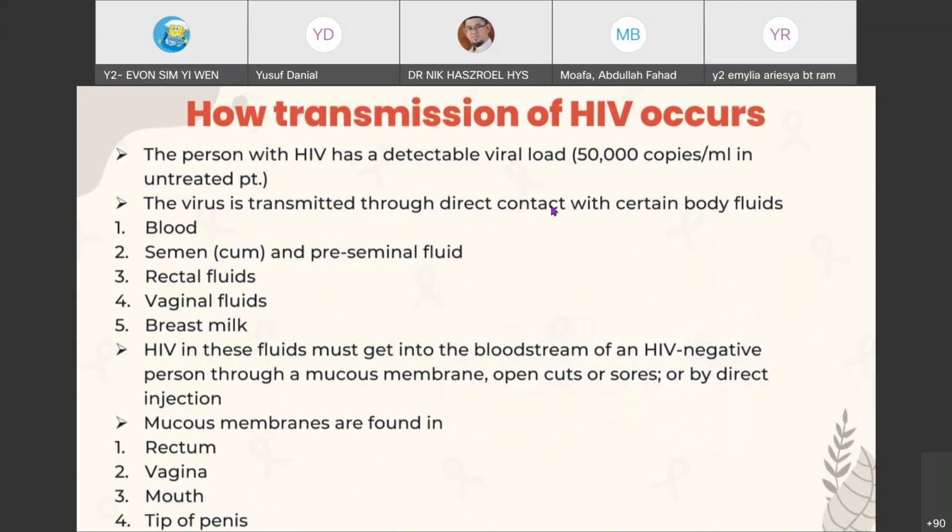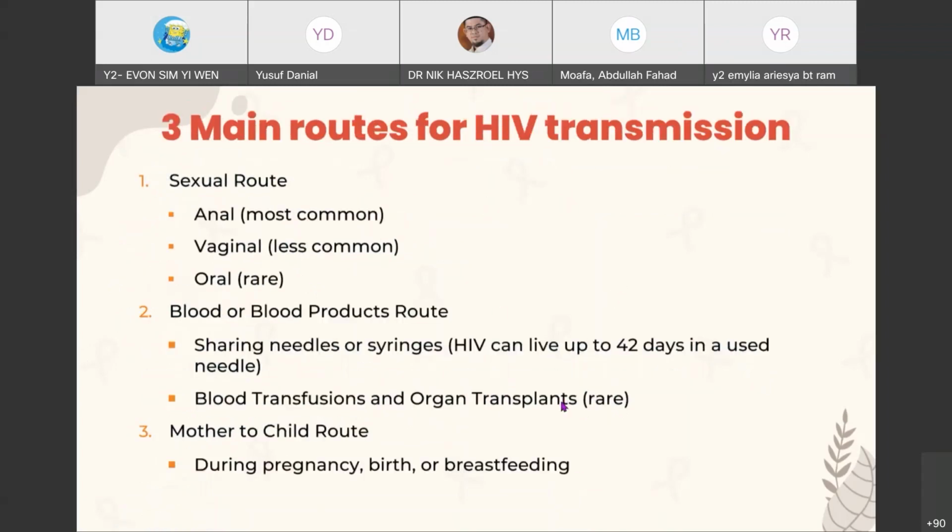How transmission of HIV occurs has actually been mentioned by Yusuf just now. HIV, that is the virus, can be transmitted through direct contact with certain body fluids like blood, rectal fluids, vaginal fluids, and breast milk, and the HIV in these fluids must get into the bloodstream of an HIV-negative person through a mucous membrane, open cuts or sores, or by direct injection. Mucous membranes are found in the rectum, vagina, mouth, and tip of the penis. So these are the three main routes for HIV transmission, also mentioned by Yusuf just now: the sexual route, the blood or blood product route, and the mother-to-child route, that is vertical transmission.